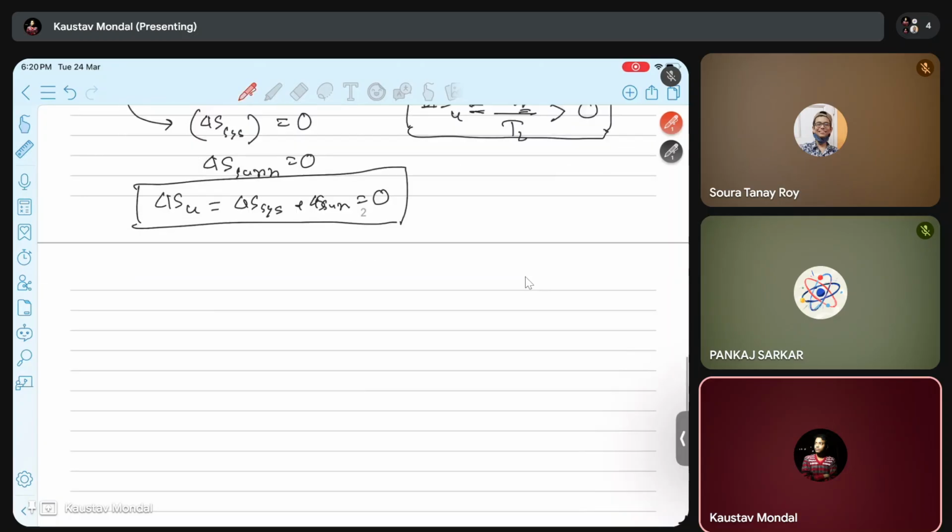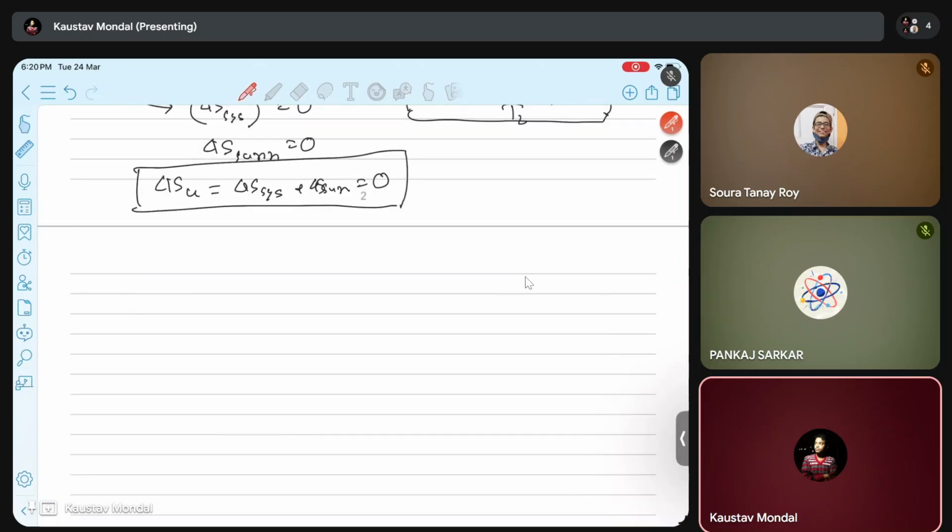So the entropy principle looks like this. If you write a general entropy principle, delta S universe is always greater than or equal to 0. As you can see, whatever process is happening in our daily life in the universe, for that process the change in entropy of the universe will either be equal to 0 or it can increase. It never decreases actually.